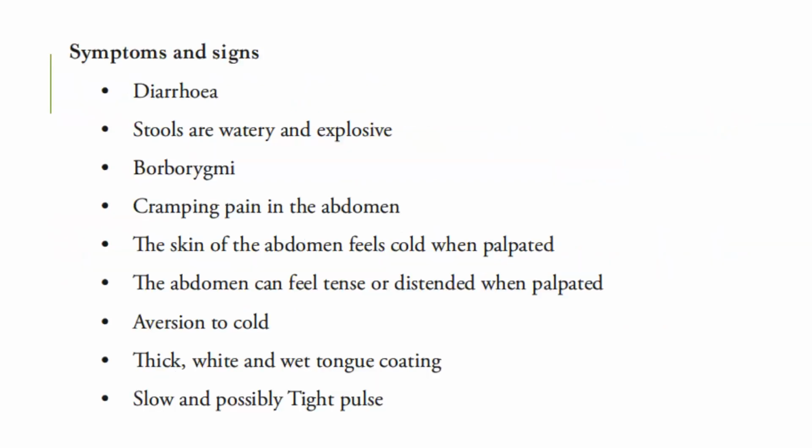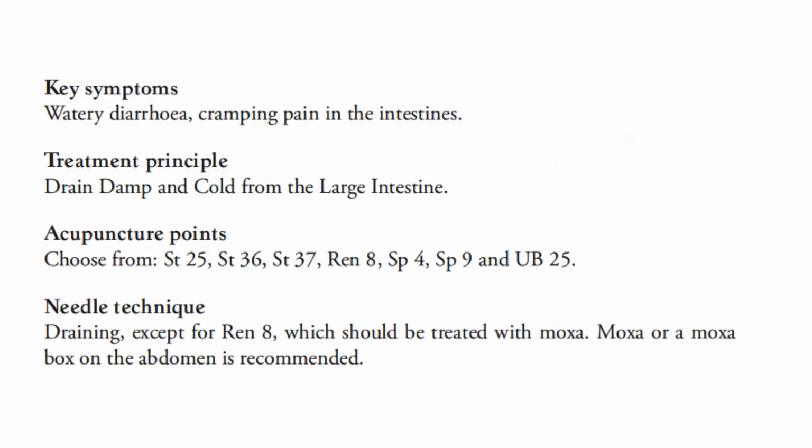Symptoms and signs are diarrhea, stools are watery and explosive, borborygmi, cramping pain in the abdomen. The skin of the abdomen feels cold when palpated. The abdomen can feel tense or distended when palpated. Aversion to cold, thick white and wet tongue coating, slow and possibly tight pulse. Key symptoms are watery diarrhea, cramping pain in the intestines.